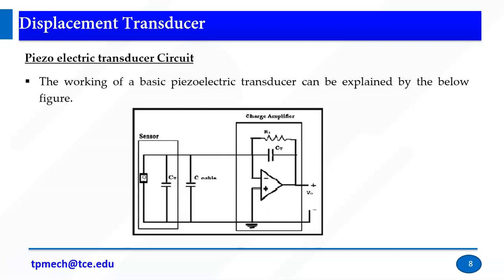So the reason is, if the distance between the sensor and charge amplifier is varied, some energy dissipation may be possible. So in order to avoid this, we place the sensor and charge amplifier as close as possible, right? So sensor and charge amplifier.